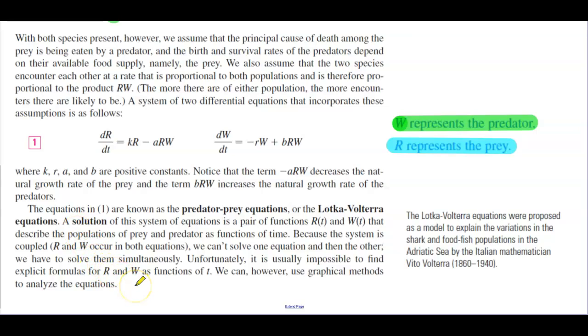A solution of the system of equations is a pair of functions R of t and W of t that describe the populations of prey and predator as functions of time. Because the system is coupled, R and W occur in both equations. We can't solve one equation and then the other. We have to solve them simultaneously. Unfortunately, it is usually impossible to find explicit formulas for R and W as functions of t, but we can, however, use graphical methods to analyze the equations.